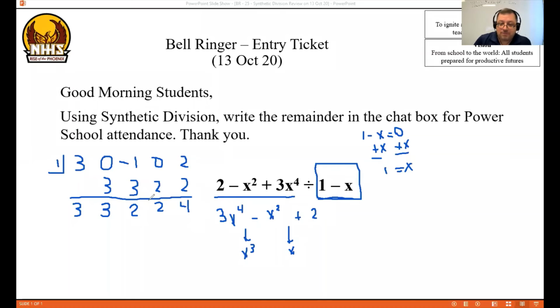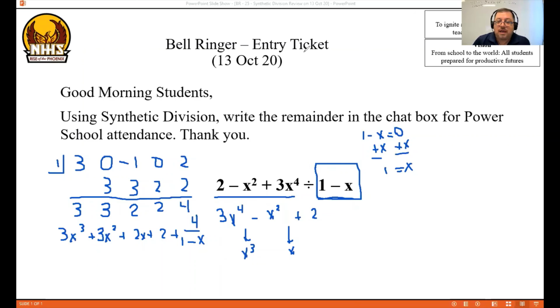So if I had to write this in complete form, I go one less than this. This is 4th. So this first thing is 3x cubed plus 3x squared plus 2x plus 2 plus 4 over, well, I have to go back right here. It's up to you how you write it. You can write it as it is, 1 minus x, or you could do -x plus 1.